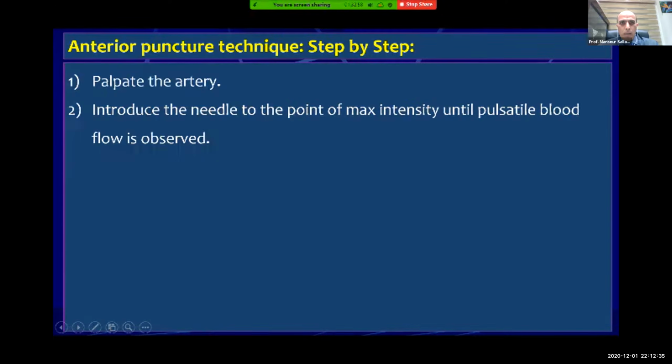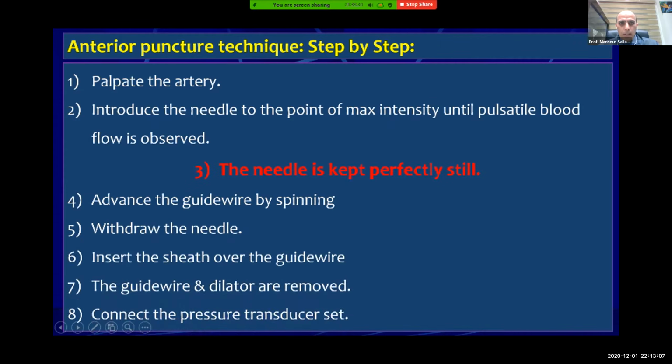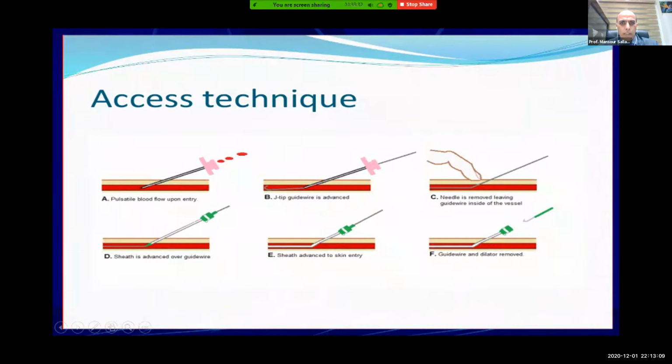So palpate the artery as we showed right now, and introduce the needle to the point of maximum intensity until the pulsatile blood is coming. Please, once your blood comes, try to fix the needle with your left hand. I see many of my colleagues, after getting blood, leave the needle itself and start to insert the wire. Usually, with any movement of the needle it will change, and the room is very, very narrow, as you are aware. Advance the guide wire, withdraw the needle, and that we will see right now from this model.